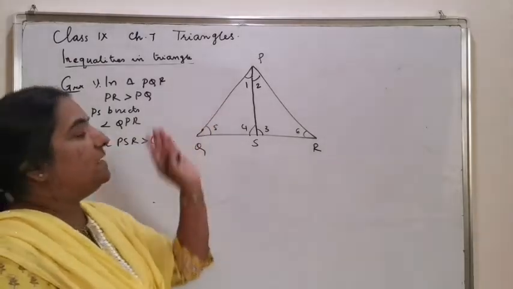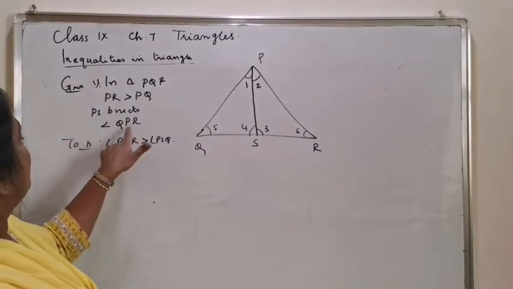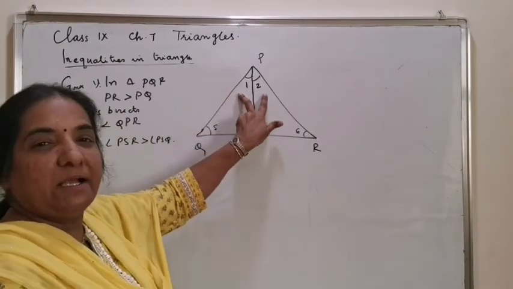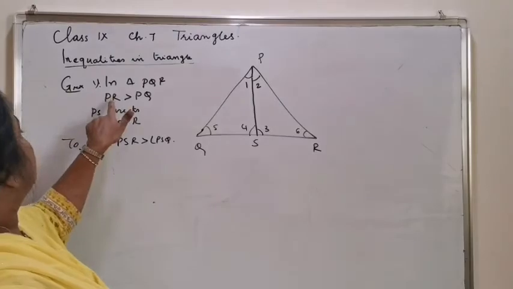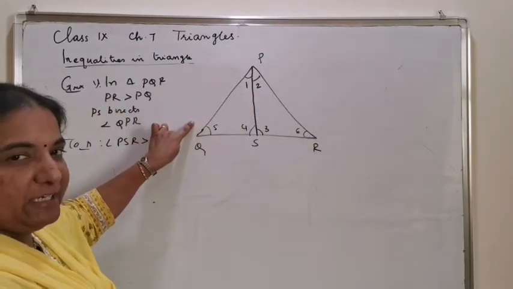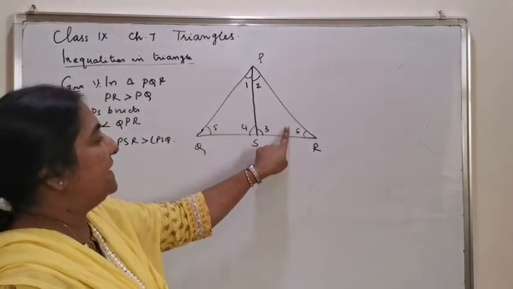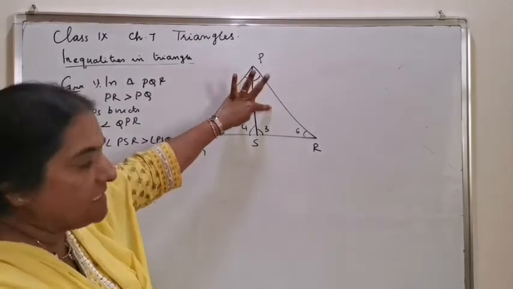Let's see with the angle numbers. PS bisects QPR means angle 1 and angle 2 are equal. Next, PR is greater than PQ means definitely angle 5 is greater than angle 6. And you can see two triangles here.